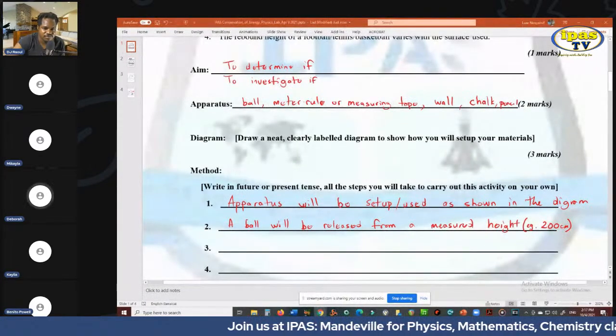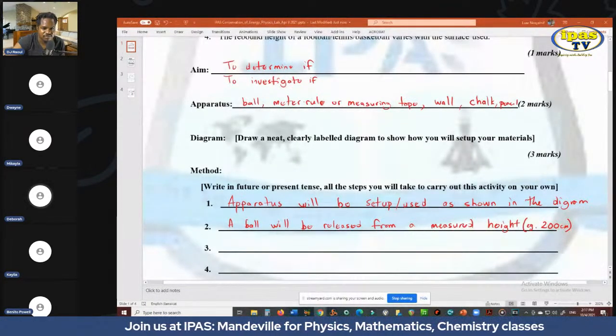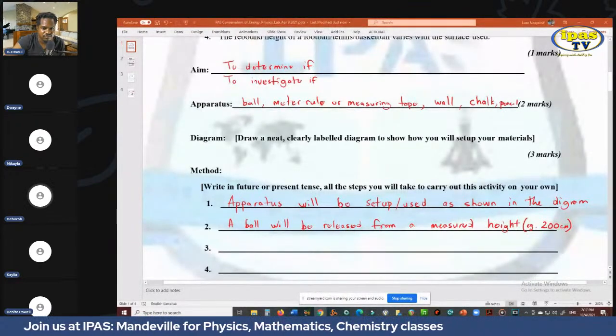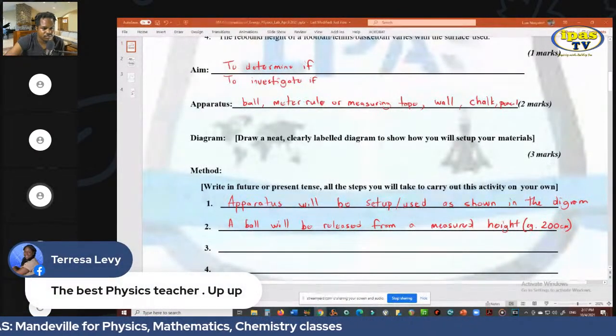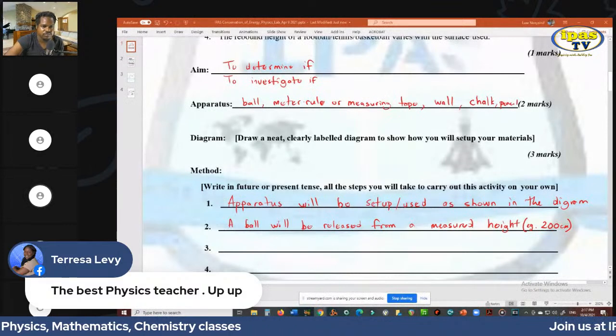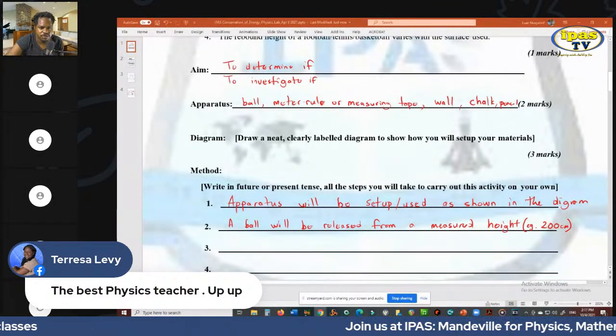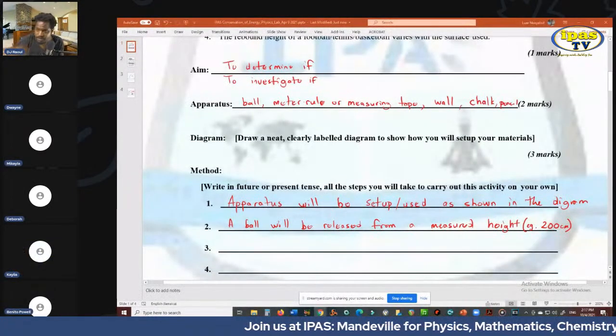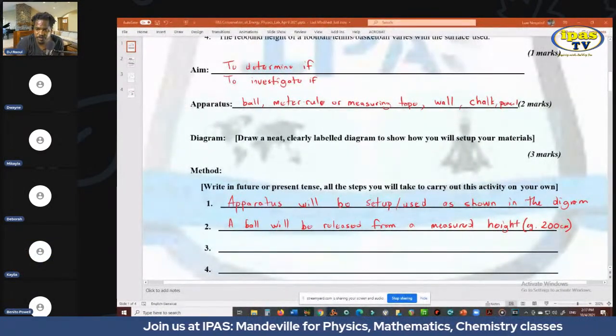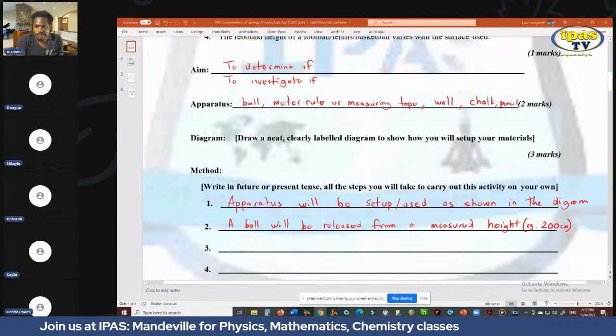Sir, you're going to make sure it is close enough to the measuring tape or the meter rule, whichever one is used, and mark the measurement. Okay. Yeah, you can do that. All right.